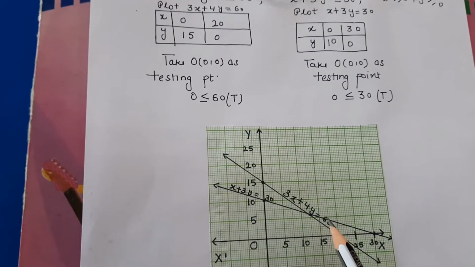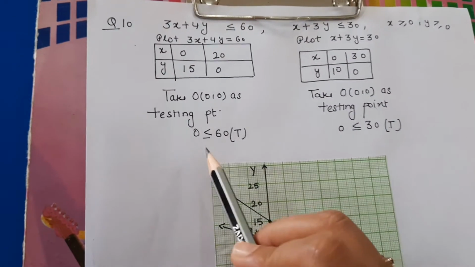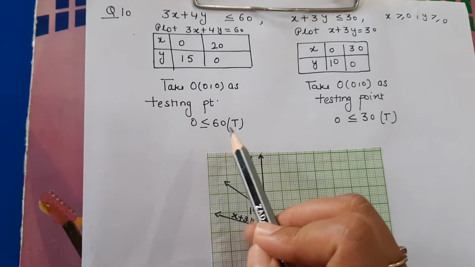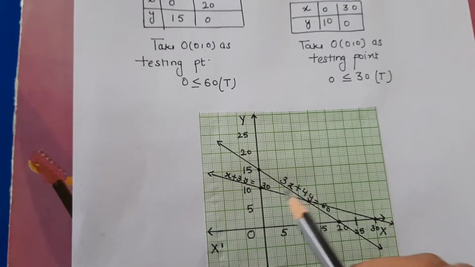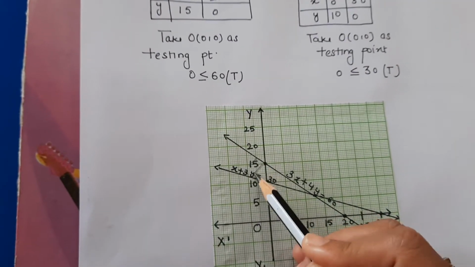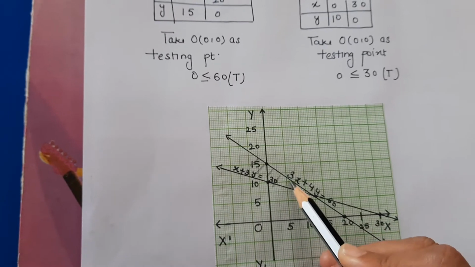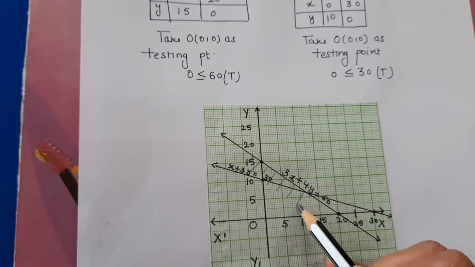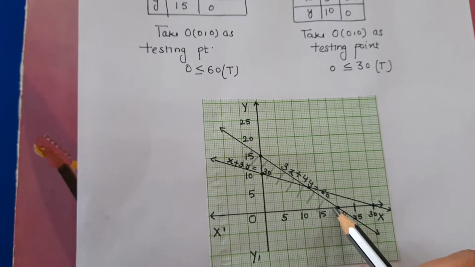Now take 0, 0 as the testing point. 0 less than or equal to 60. True? If it is true, that means its region will be towards the origin. This is your first line and its region will be towards the origin.